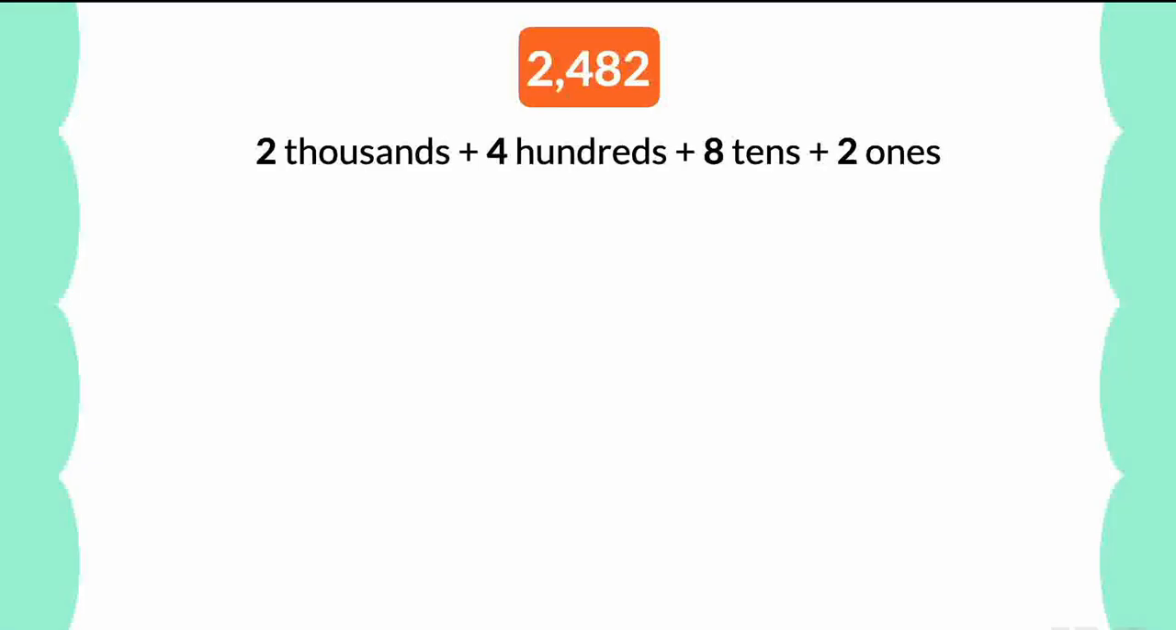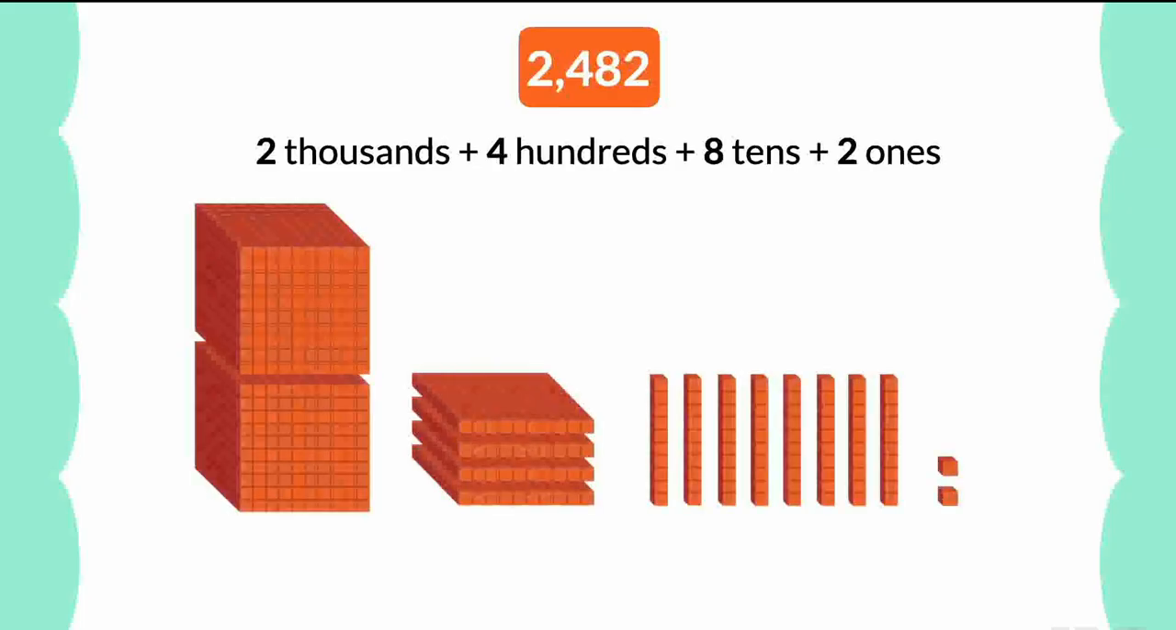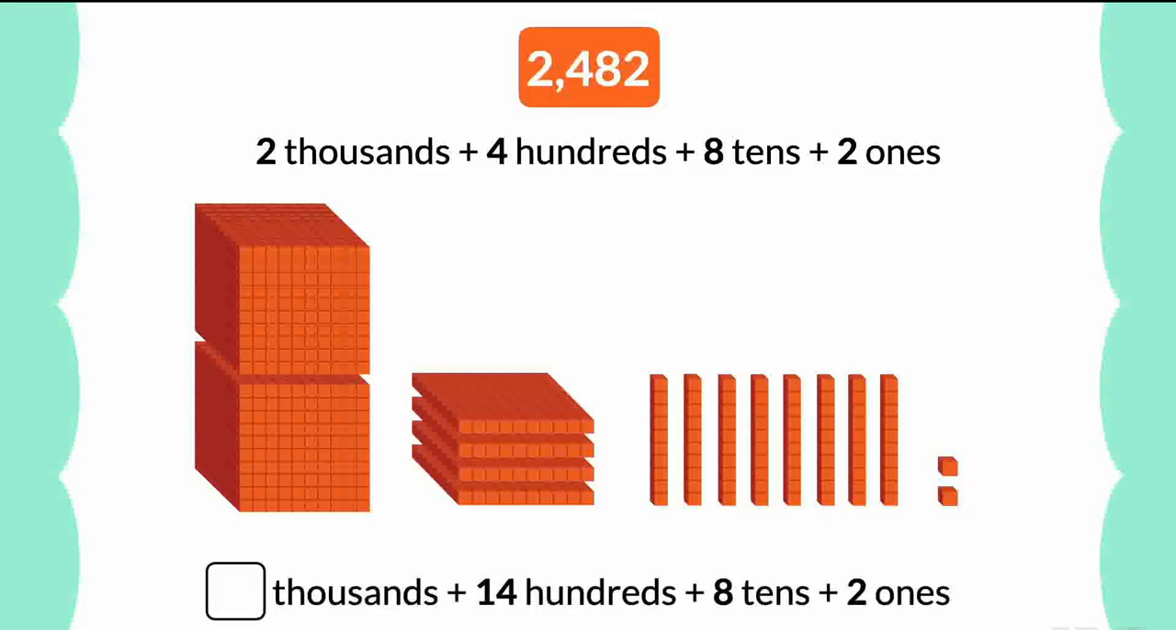Here is one way to break apart 2,482. 2,000s plus 400s plus 8 tens plus 2 ones. We can show this with blocks, like this. Now let's break apart 2,482 in a different way. Some number of thousands plus 14 hundreds plus 8 tens plus 2 ones.